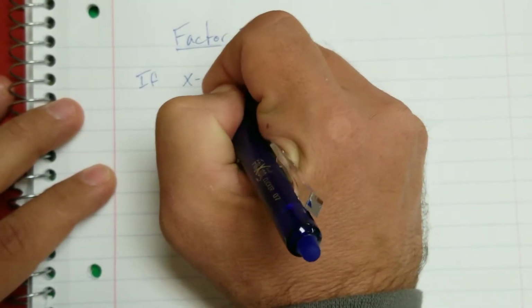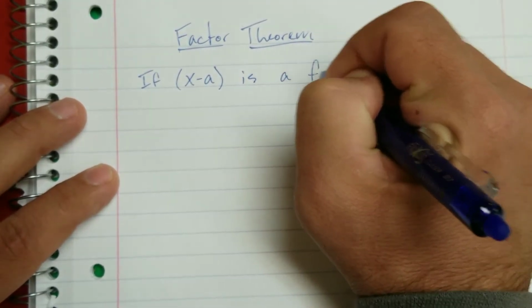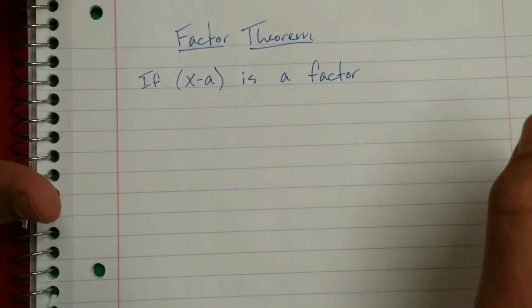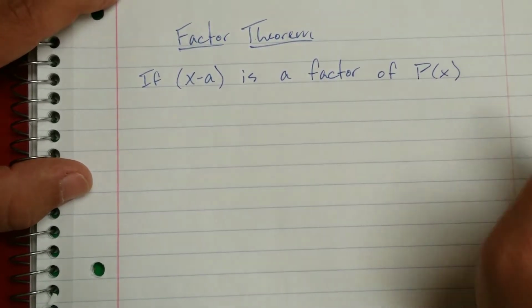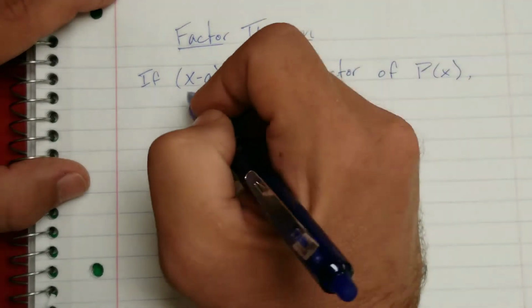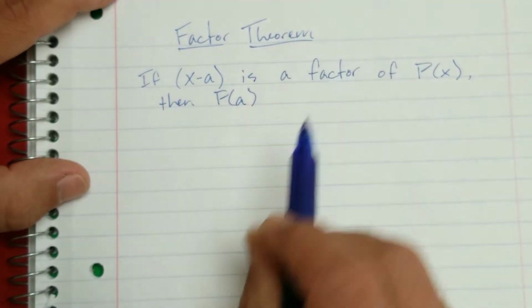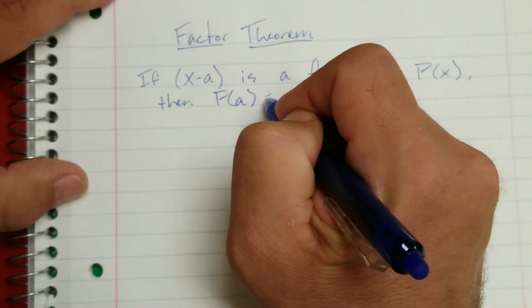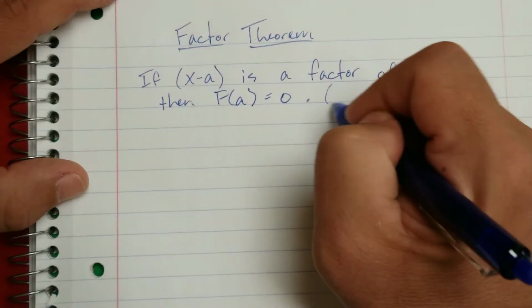if x minus a is a factor of the polynomial p of x, then p of a, meaning that value right there, if I plug it in, then p of a equals 0. In other words, you have no remainder.